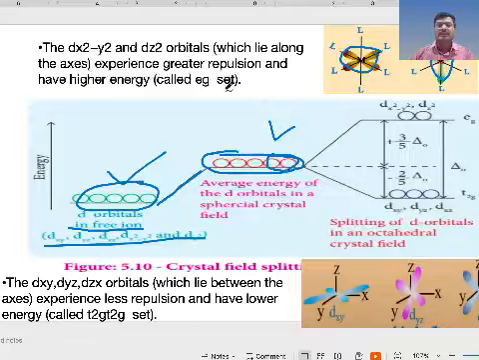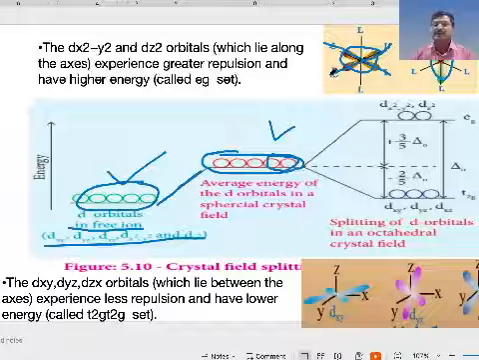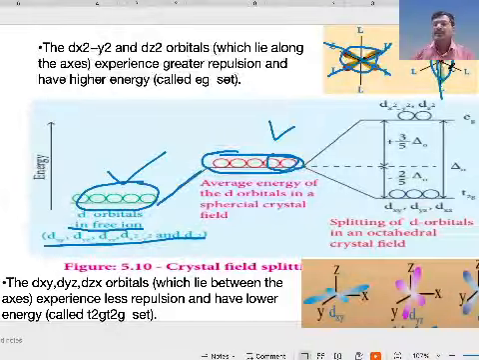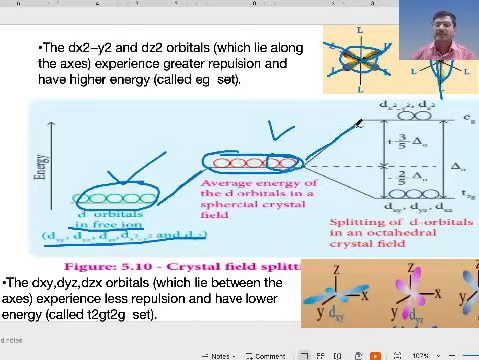In the case of octahedral geometry, ligands are present on the axes. See here, 2 ligands on x, 2 ligands on y and 2 ligands on z. That's why the dx², dy², dz² orbitals are very close to the ligands. Due to that, more repulsion takes place. When they get more repulsion, the energy increases.